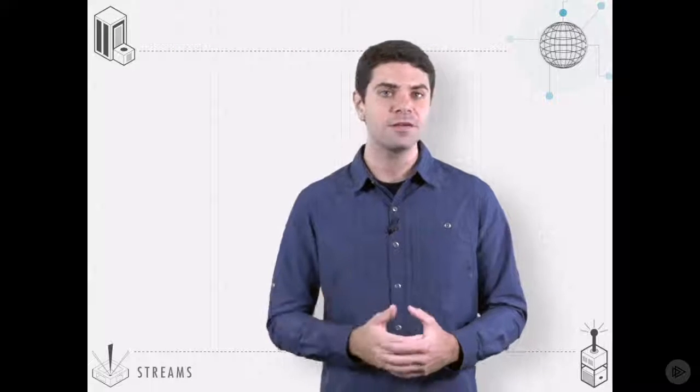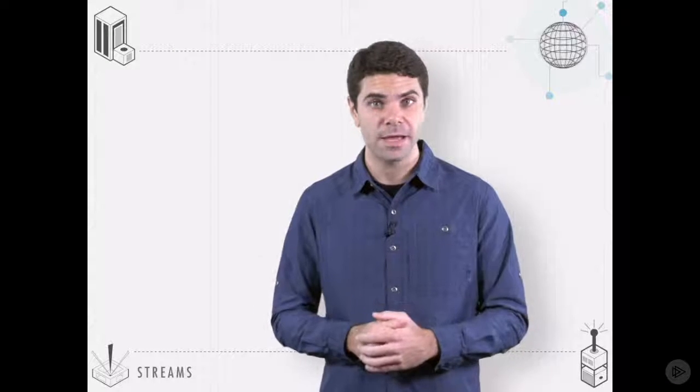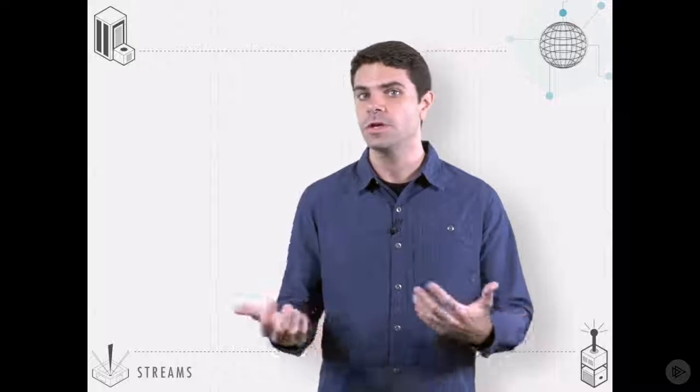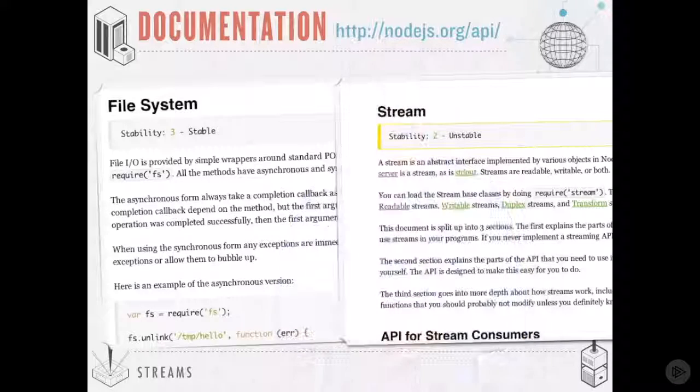Remember that Node itself hasn't reached 1.0 yet, so it's always good to check whether a specific API that we want to use is stable or not, and we can do that by looking at the docs. Each core module has a stability score next to it. We can see that the file system module is considered stable with a score of 3. This means that no major changes are expected anytime soon.